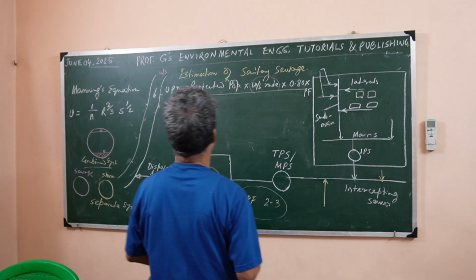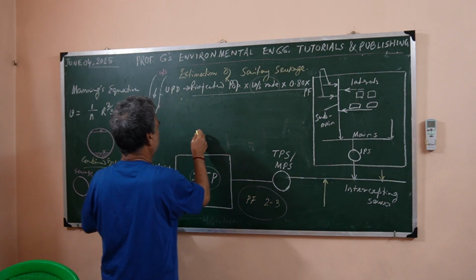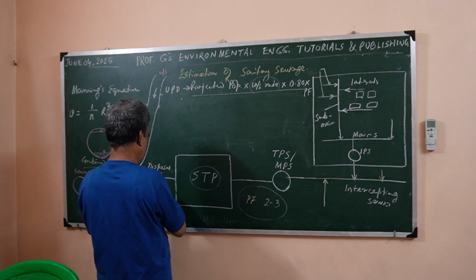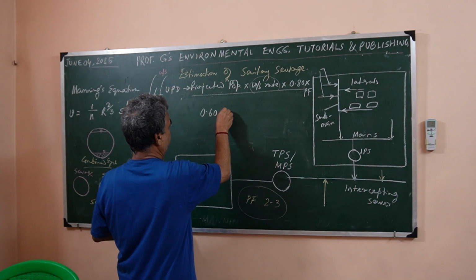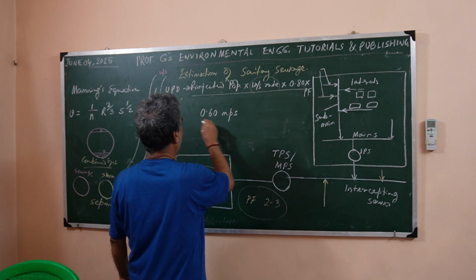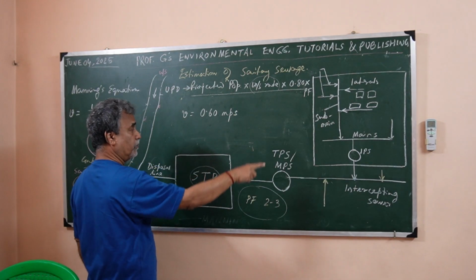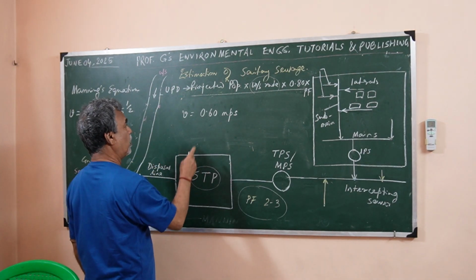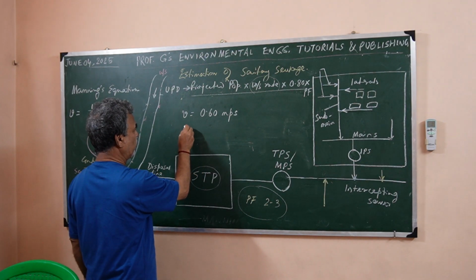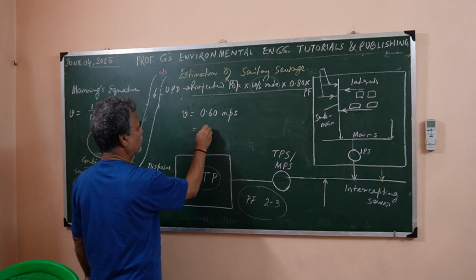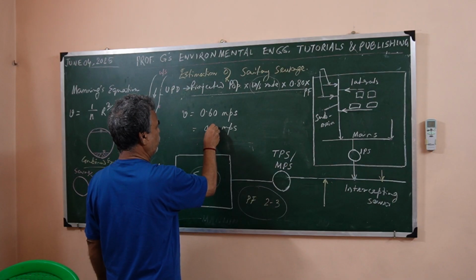Okay, so this is about the sanitary sewage. The velocity should be enough, so that a minimum of 0.6 meter per second should be ensured while designing the sewerage system. For the present peak flow this is 0.6, and for the ultimate peak flow it should be 0.8 meter per second. That is to be ensured.